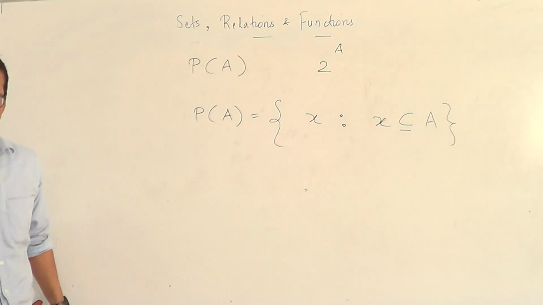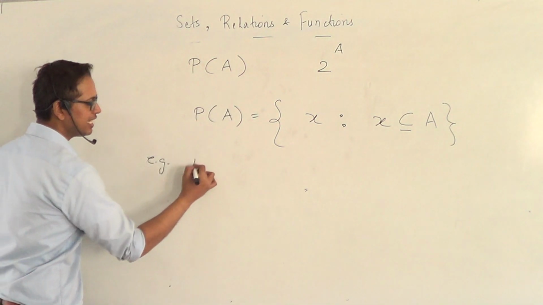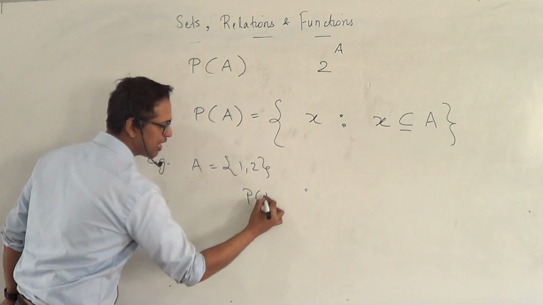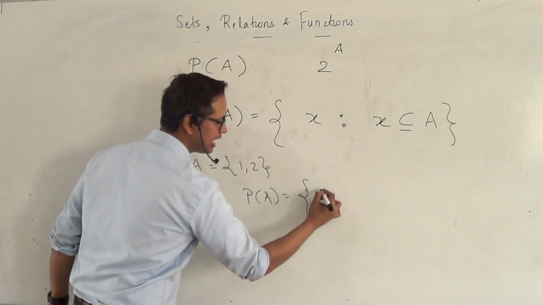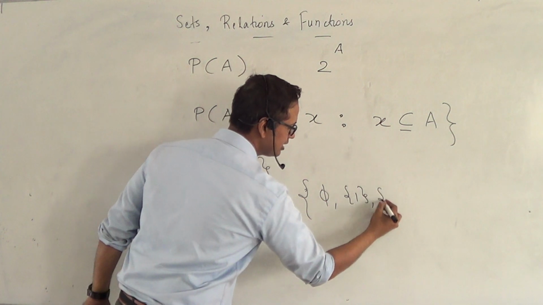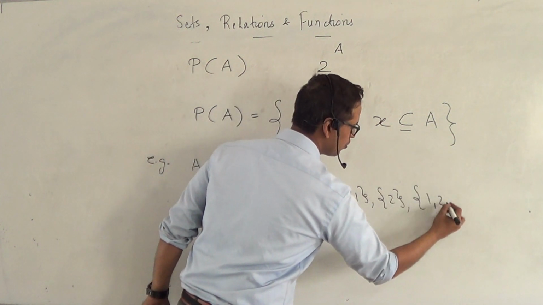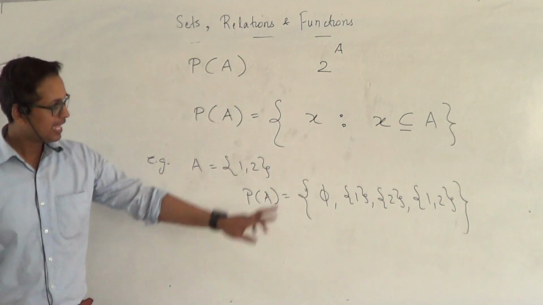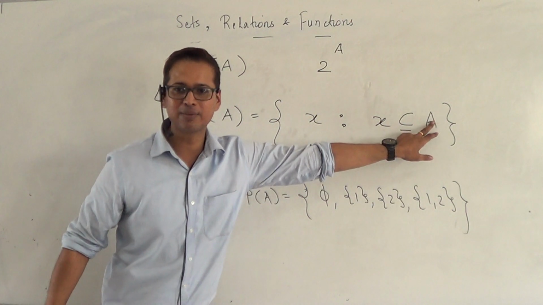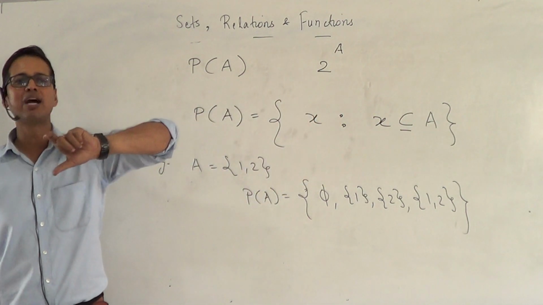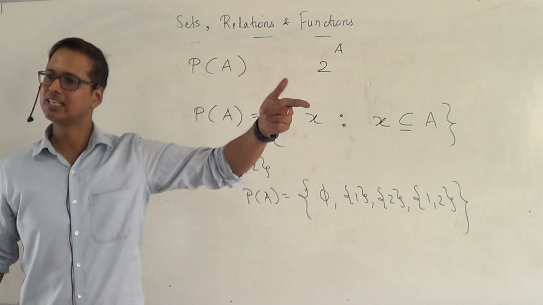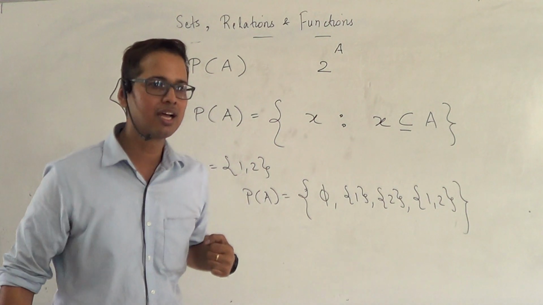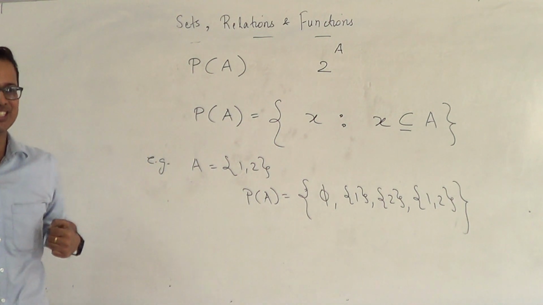Is that okay? So I'll give you an example. Let's say set A has 1, 2. Then the power set of A would be a set containing the null set, the set having 1, the set having 2, and the set having 1 and 2. So in this example, X itself is a set. It's not an element. X itself is a set, and that is a subset of A. So the elements of a power set themselves are sets. And those sets are basically the subsets derived from A. Are you getting it?